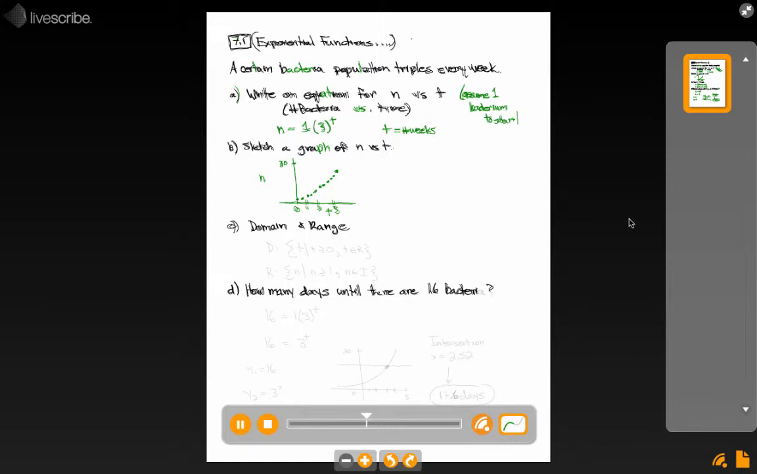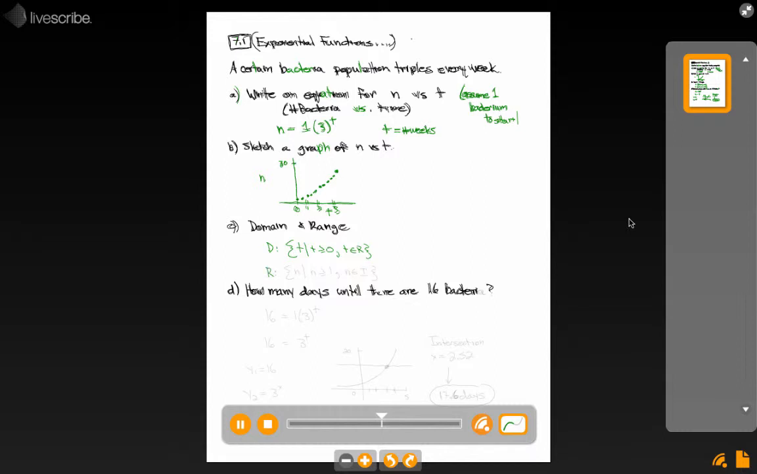So if we're asked the domain and range for a function like this, our domain has to do with our time values. So what can time be, what can't it be? Well, in this case, time has to be greater or equal to 0. Negative time doesn't really relate to this example. Other than that, time can be any real number, because we can have fractions of weeks, months, days, seconds, whatever.